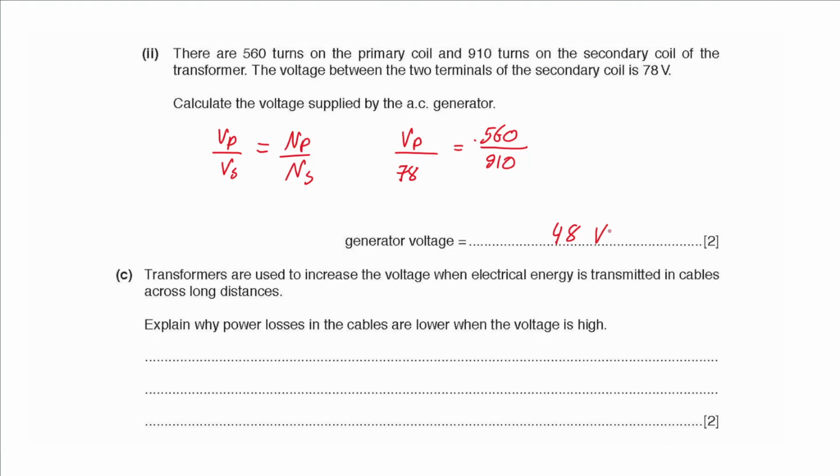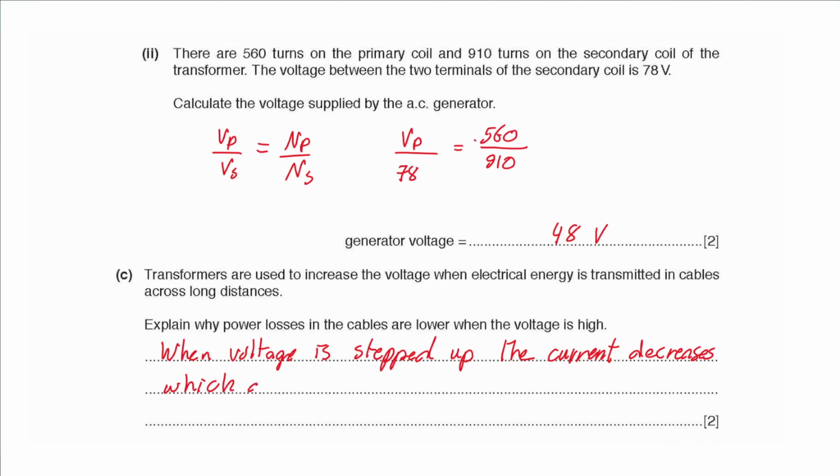Part C says transformers are used to increase the voltage when electrical energy is transmitted in cables across long distances. Explain why power losses in the cables are lower when the voltage is high. We say that when voltage is stepped up, the current decreases, which decreases the heating effect of the current in the cables or the transmission lines.